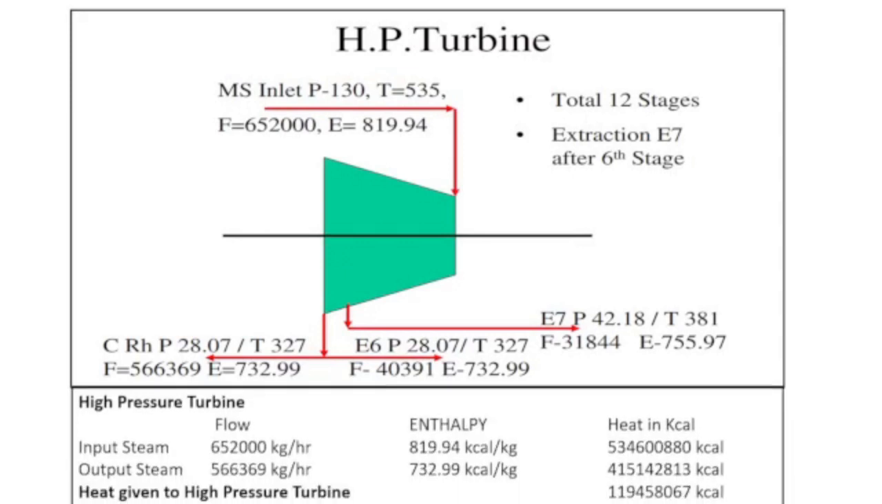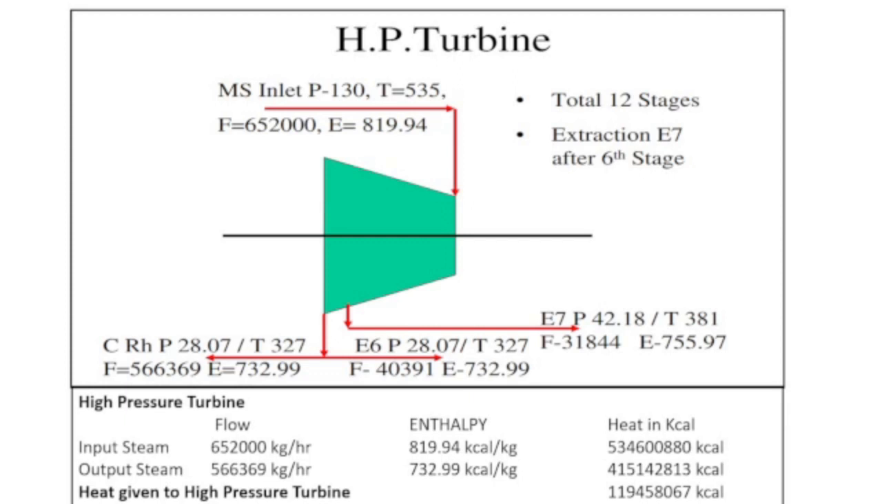Well, the regenerative section is complete. Now the feed water enters the boiler, and then from the boiler economizer it goes to the boiler drum, then from the superheater it enters as main steam into the HP turbine. The main steam inlet pressure is 130 kg per square centimeter. Temperature is 535 degrees centigrade. The flow is 652,000 kg, and enthalpy is 819.94 kilocalories per kg.